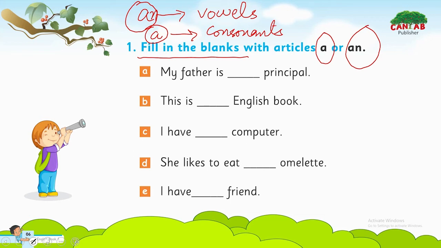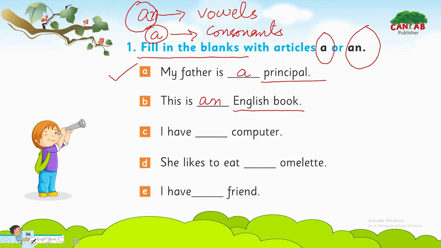In this manner, the first statement is, my father is dash principal. Now, if you can hear, principal is not a vowel sound, it is a consonant sound. So here it will be, my father is a principal. In the same way, the second sentence is, this is dash English book. Now English is a word that sounds like a vowel. So this is an English book.